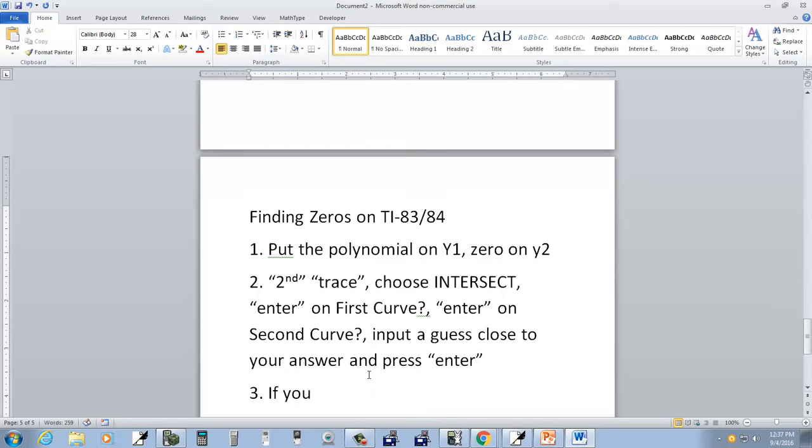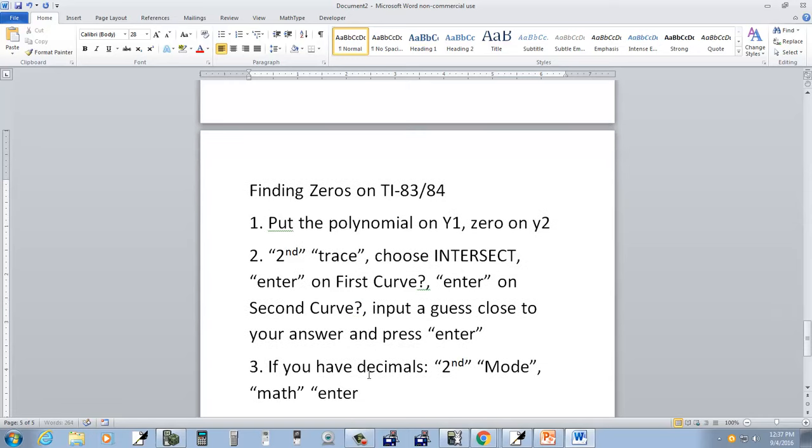And then if you have decimals, you're going to do second mode to exit out, and then you'll do math, enter, enter.